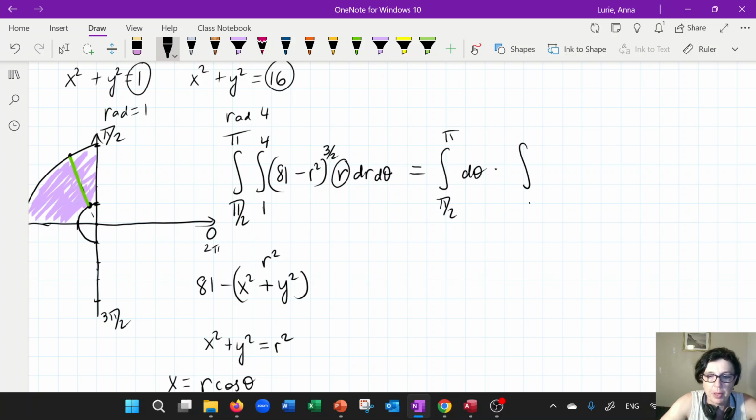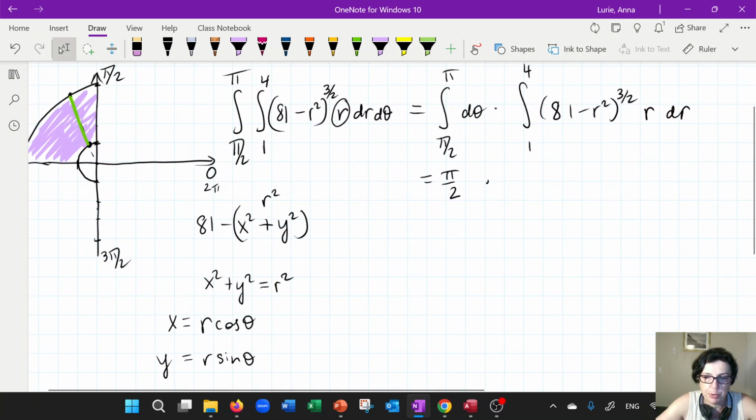And then we multiply that by the integral from 1 to 4 of 81 minus r squared to the power 3 halves with the extra r dr. Okay, so the first integral will just be pi over 2, right? Because we just subtract pi minus pi over 2. Now, for the second integral, you do have to do a substitution. So let's carefully do the substitution.